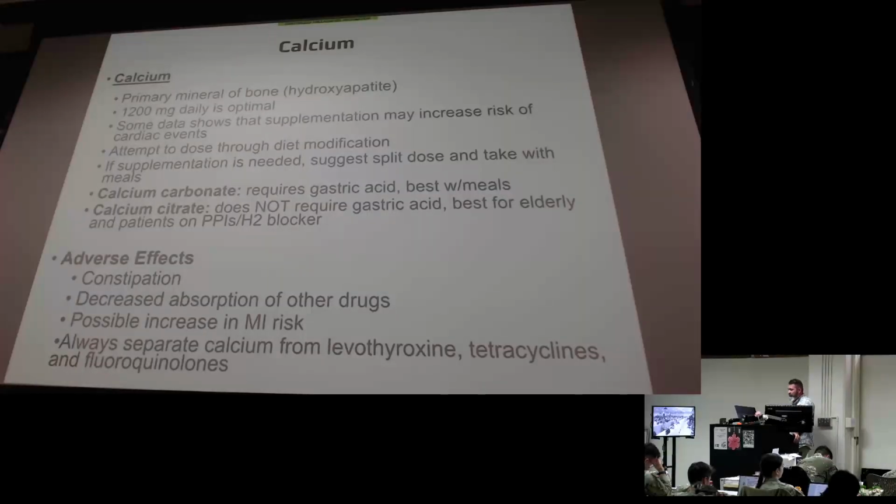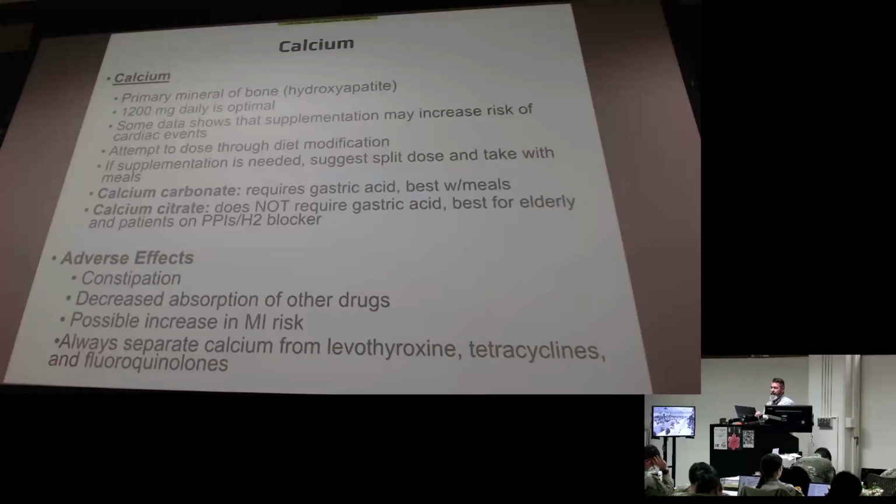Adverse effects of calcium, both brands: constipation or decreased absorption of other drugs. And as I said, anything over that 1,200 milligrams, we start thinking, is there an increased risk for cardiovascular events, or specifically MI? You need to be aware of that adverse effect.